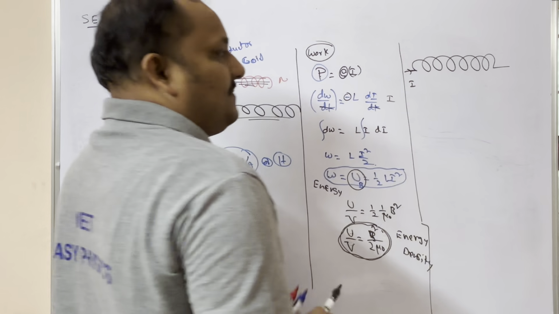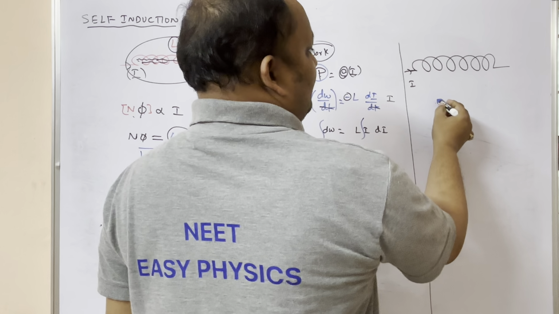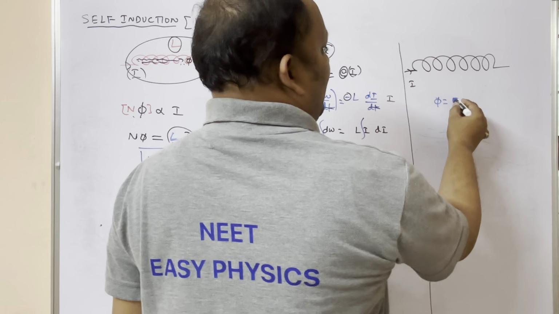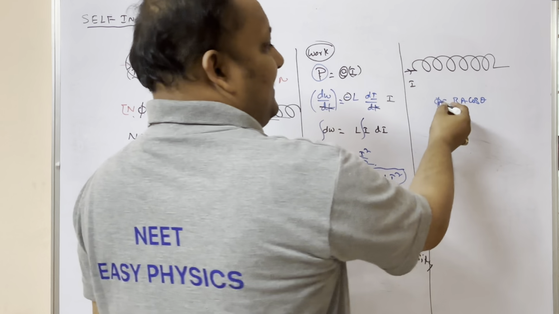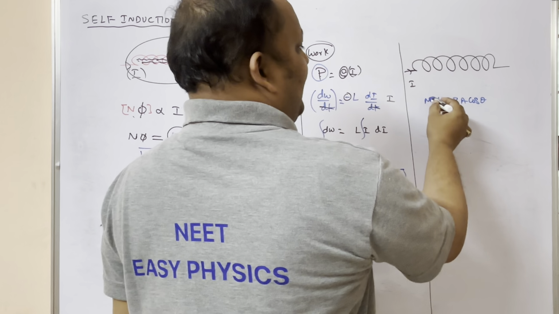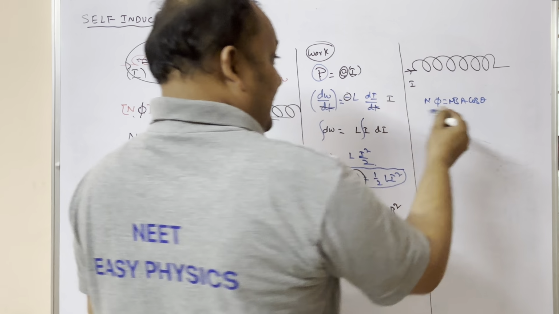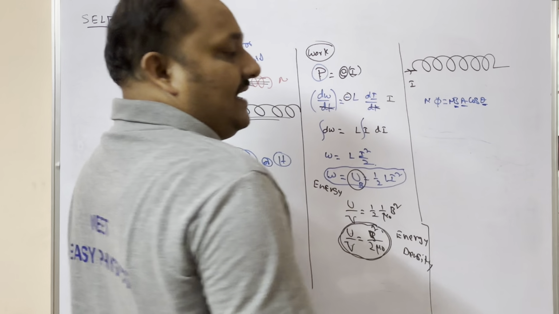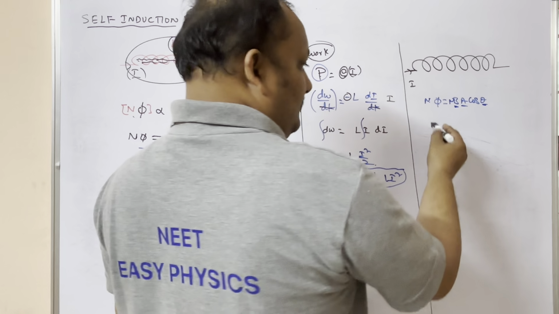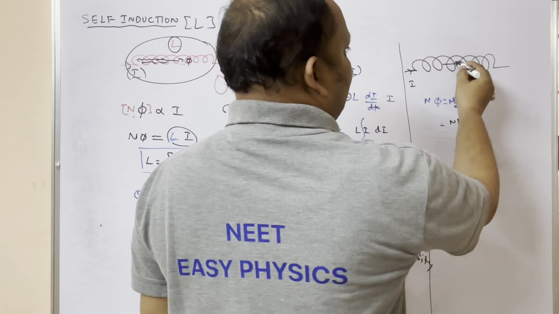If current is passing through this coil, the magnetic flux phi is equal to what? What is our formula? BA cos theta. If it has N number of turns, then N phi equals N BA cos theta. Theta is the angle between the magnetic field and the area of the coil, isn't it? So NB, and the direction of area is like this.